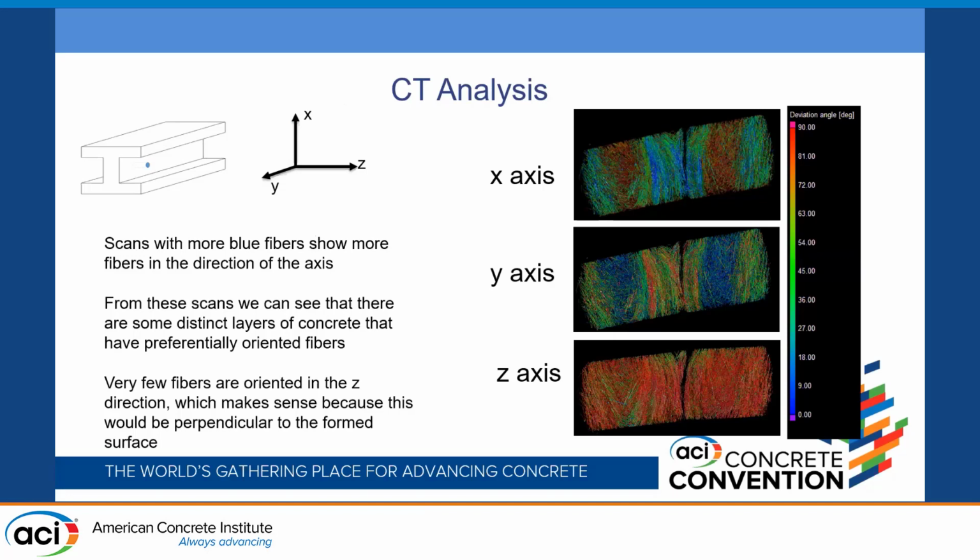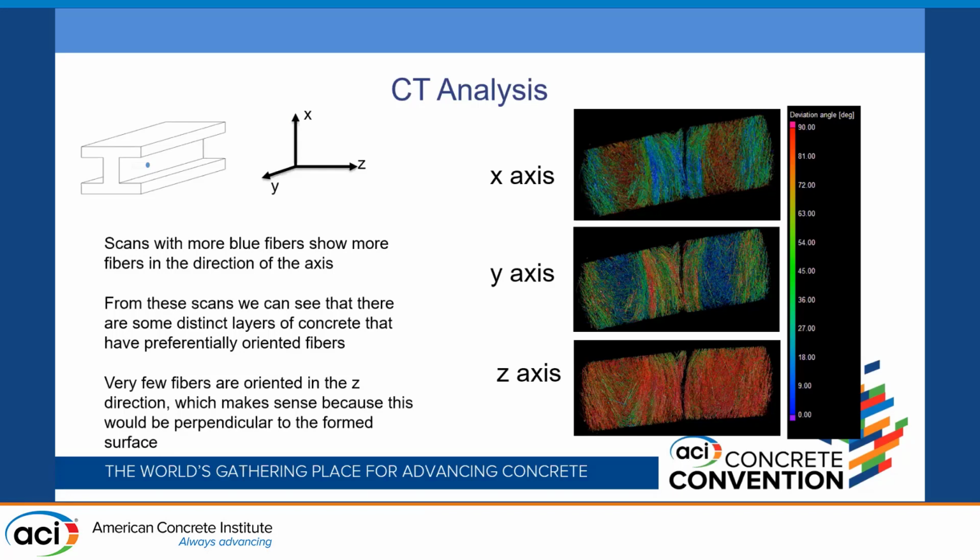But what we found out is as we started doing the CT scanning, we see that there are potentials for orientation preference. Some of these we see have distinct layers of concrete that have preferentially oriented fibers. You can kind of see here and here. And then we have other areas where there's not as much orientation. So we are seeing that when we make our large specimens, there is fiber orientation. And I don't think that's a non-starter with respect to UHPC, but it is something we obviously have to be aware of.